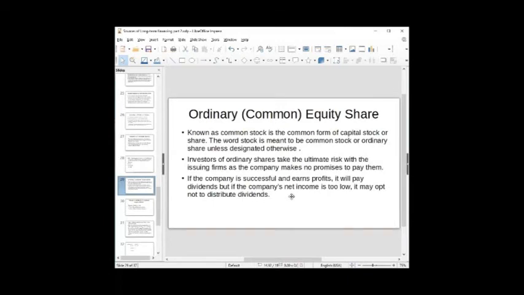So in case of liquidation, the first ones to be paid are the creditors, followed by the preferred shareholders, and that's the time when there are excess. In the liquidation, that's the time the ordinary common shares will be paid. If the company is successful and earns profit, it will pay dividends, but if the company's net income is too low, it may opt not to distribute the dividends. They have that option if you are a common stockholder.